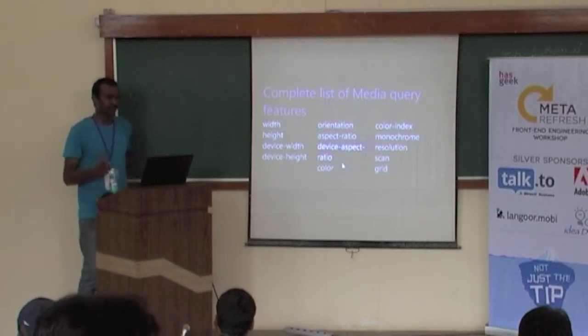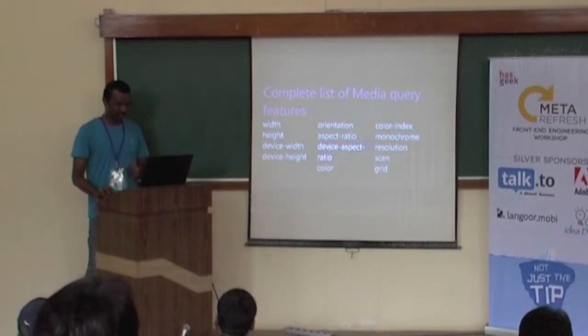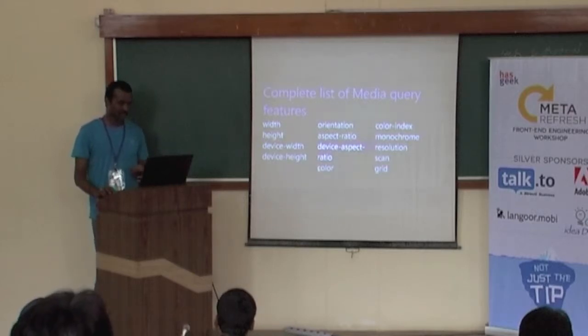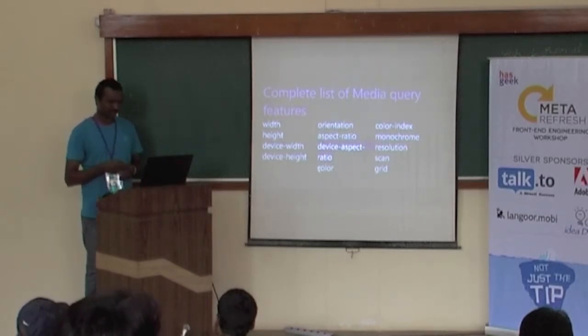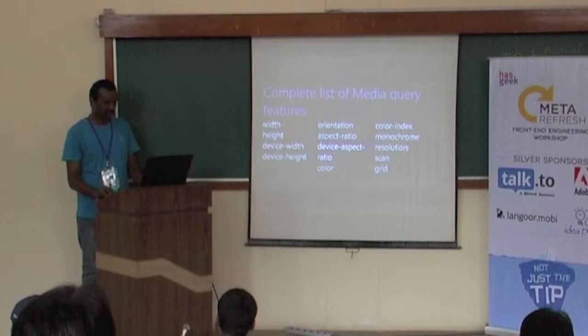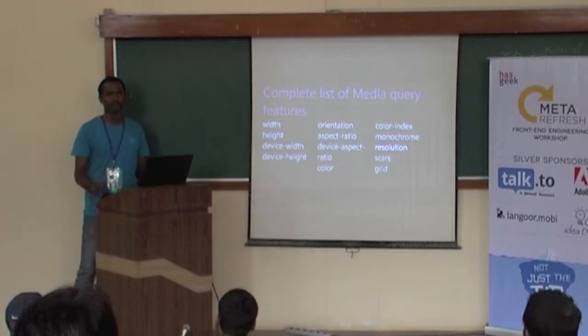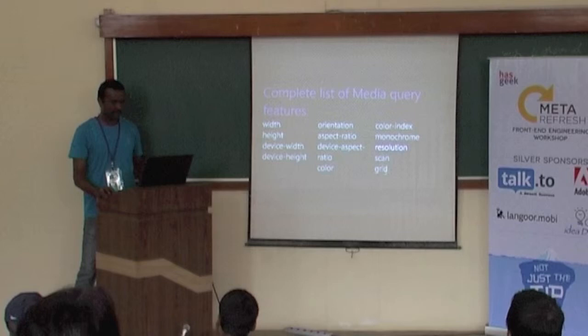So we can target devices like 1024 and 768, we can specify something like that. We can also target the colors, whether it is the bit rate of color. So the color index, there is a color index table for every device. We can target that also. Monochrome, we can target for black and white devices. Resolution is very useful for print. We can target the DPI. Then we can target scan also. Scan means it is specifically for TV, progressive or something like that.